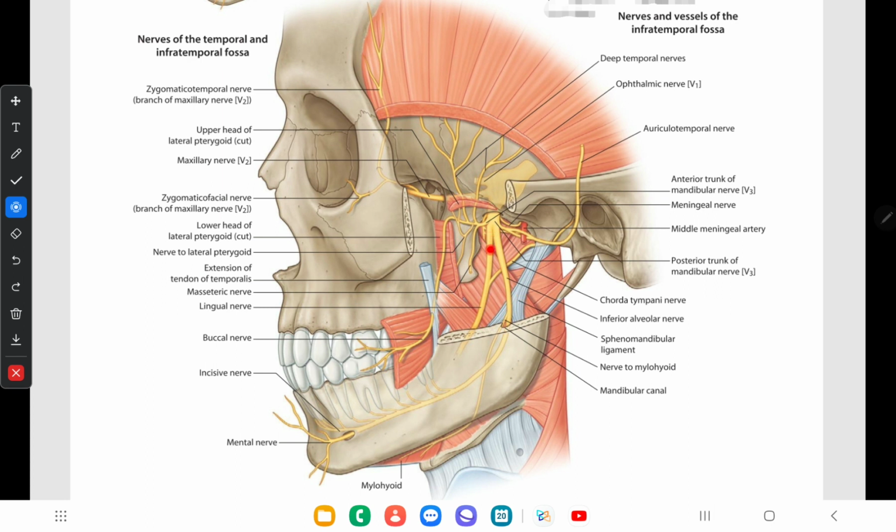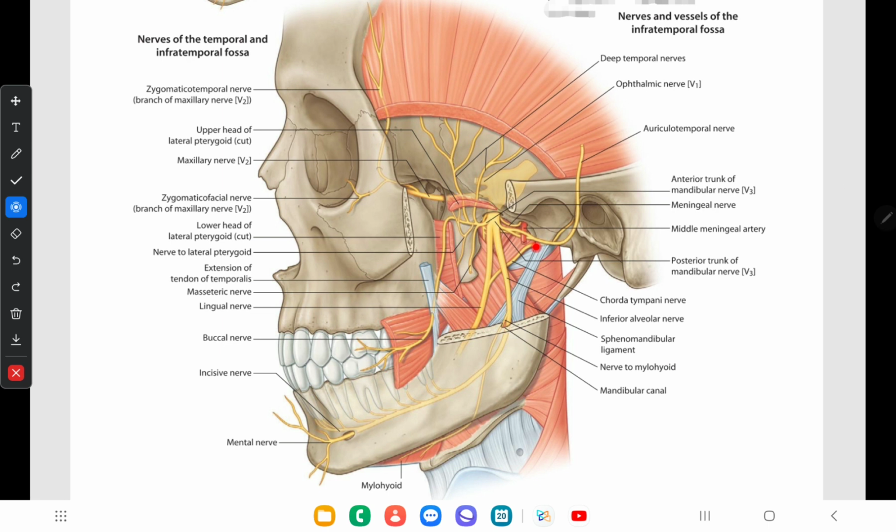When we talk about the lingual nerve, you can see this lingual nerve here, and it is located anterior to the inferior alveolar nerve. It is joined by chorda tympani nerve, which is a branch of facial nerve, at an acute angle. Here, this is the chorda tympani nerve. In this way, the lingual nerve carries the chorda tympani nerve.